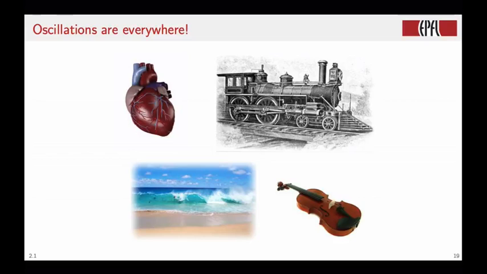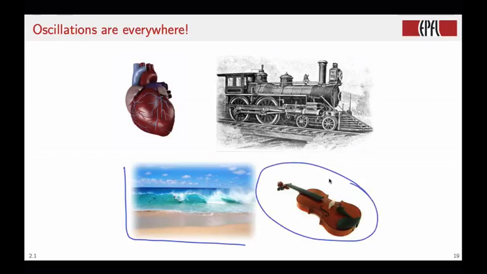Now, sinusoidal signals are everywhere. The heartbeat is an example. The whistle used on a train, which we'll also analyze later, has sinusoidal components. Waves that are showing up on the shore are another example of sinusoidal component, and of course musical instruments really live off strings that have sinusoidal modes, something we'll also study in detail.